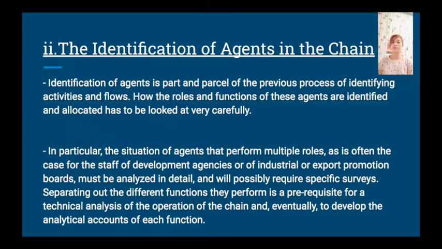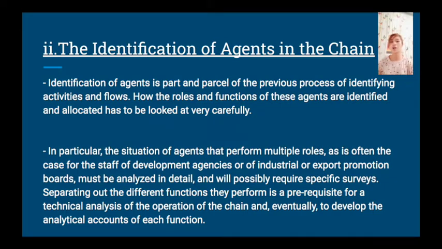Separating out the different functions they perform is a prerequisite for a technical analysis of the operation of the chain, and eventually to develop the analytical accounts of each function. This may be particularly important when analyzing an agriculture sector adjustment program, where restructuring of these types of development agencies may be an important element. Where possible, it is important to group agents into categories which are homogeneous from the point of view of economic, technical, and or socio-economic analysis.